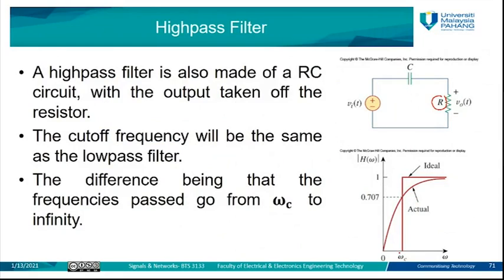In the high pass filter, all the frequencies less than omega C have no value, 0. We are talking about the ideal case. This is the practical one: there is some small value, but in the ideal case, for the ideal filter, this is equal to 0. Then, above omega C, there will be a value here.